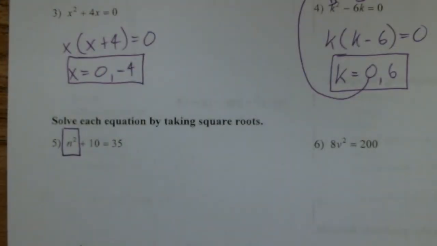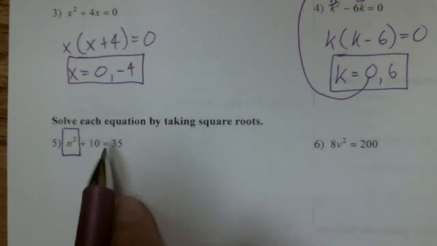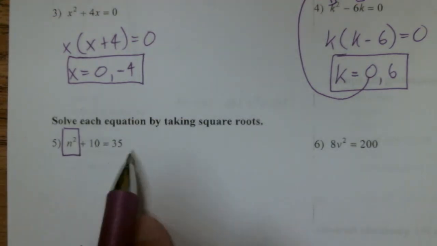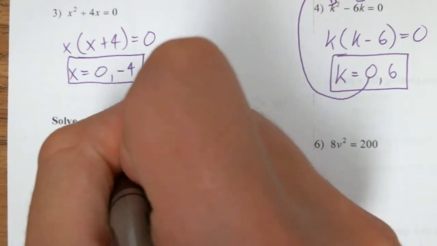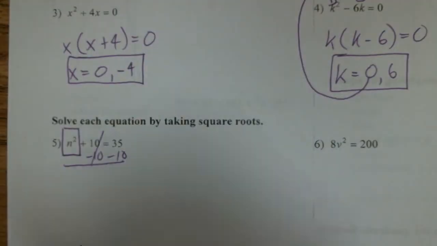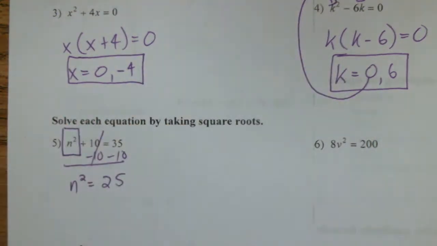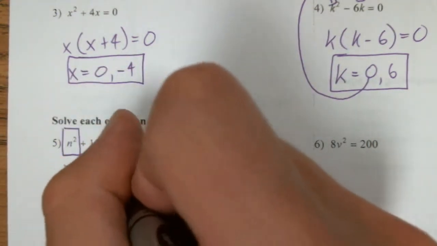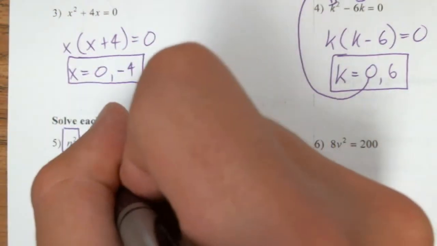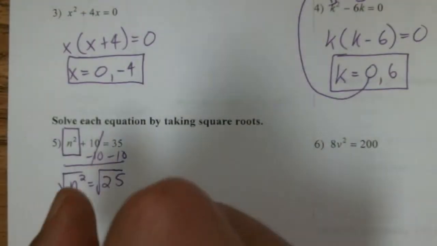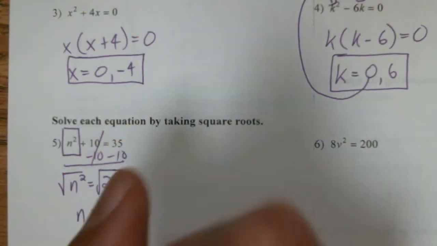So I need to do whatever it takes to get that guy by himself, and then I'll take the square root of both sides. So in this case, I need to get n squared by itself, so I'm going to subtract 10 from both sides. They cancel. So I have n squared equals 35 minus 10, which is 25. We're doing the square root method, so I'm going to take the square root of both sides.